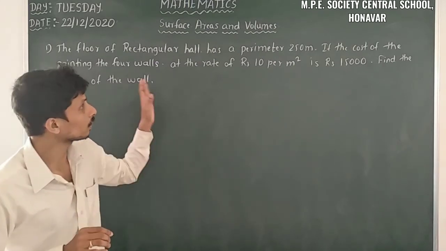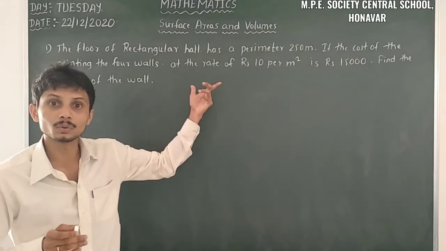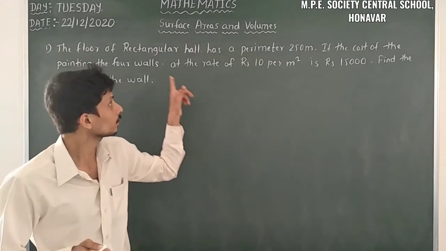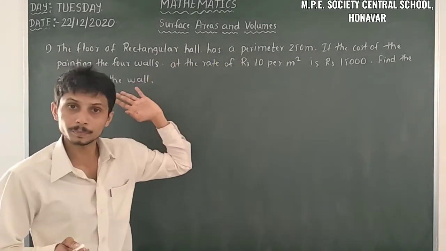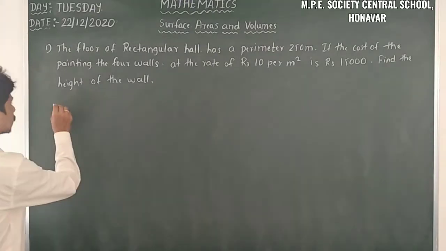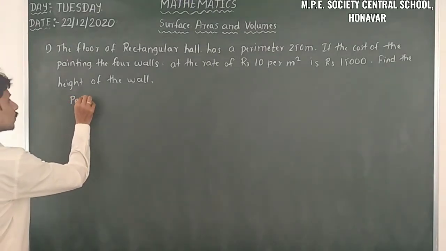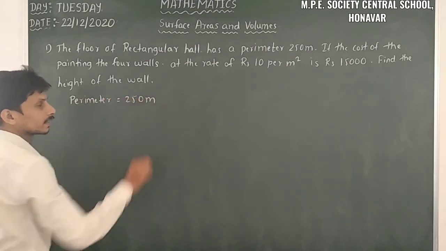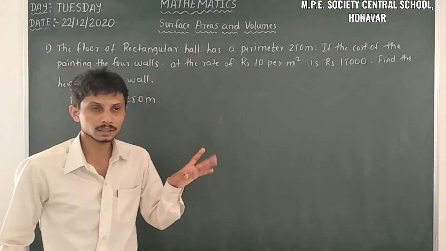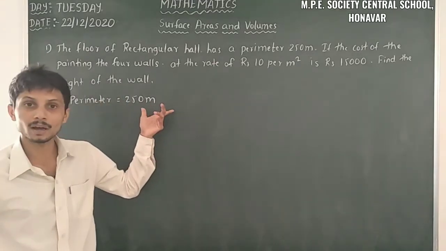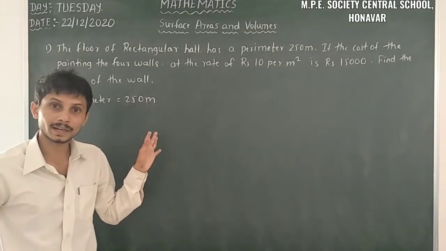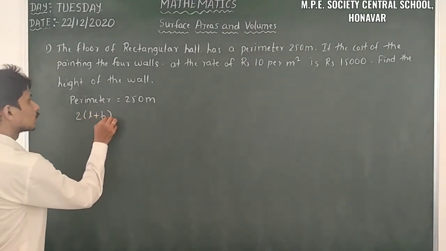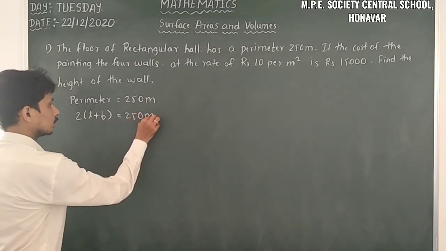So here we have to take what are the known things. Firstly, the perimeter is given. The perimeter of the rectangular hall is 250 meters. Perimeter is equal to 250 meters. The rectangular hall means there are rectangular walls. What is the perimeter of the rectangle? We already know that it is 2 into (L plus B) is equal to 250 meters.